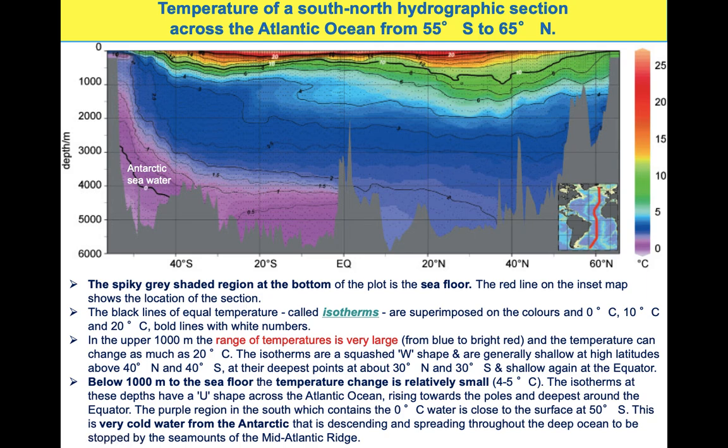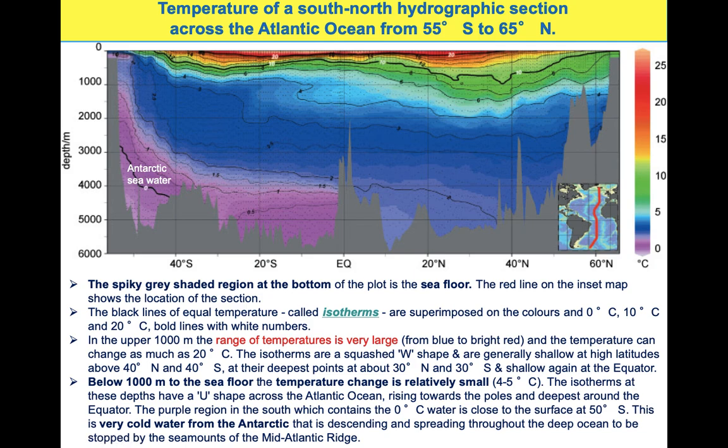And below 1,000 meters, you see that the temperature change is relatively small, to the tune of only 4 or 5 degrees Celsius as you go deeper. And the isotherms at these deeper depths have a U-shape sort of profile character to them, particularly as you go towards the polar regions.